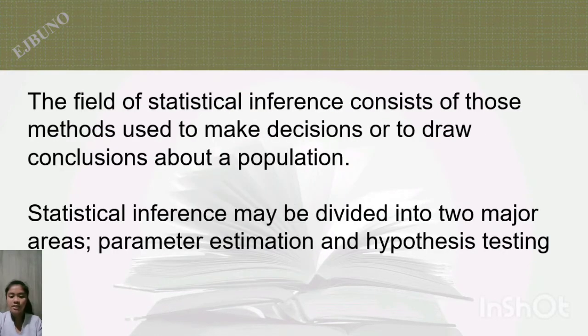The field of statistical inference consists of those methods used to make decisions or to draw conclusions about a population. Statistical inference may be divided into two major areas: parameter estimation and hypothesis testing. So we are going to focus on parameter estimation, or what we call point estimation.